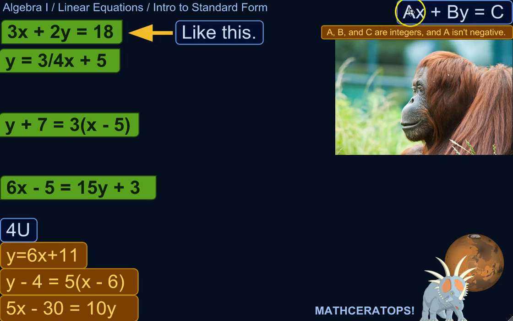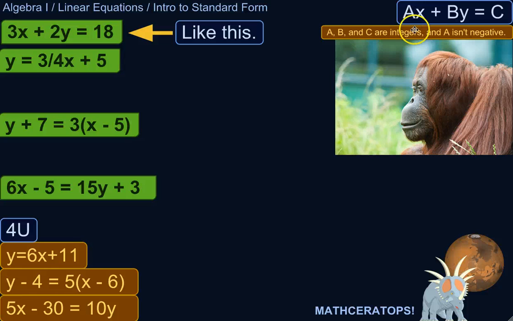So what this really means is something times x plus something else times y equals something else. And so a, b, and c are integers. It's nice if they're not fractions or decimals. And it's also really nice if a is not a negative number. And if you've got a fraction or a negative number, you can always multiply the whole equation by things to kind of undo that and clean up the equation, which I'll show you over here.